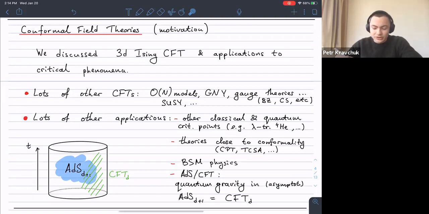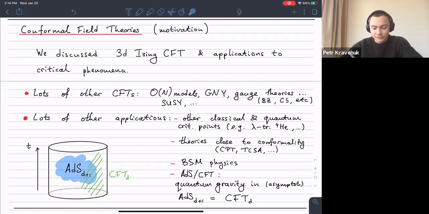They also appear in some models of beyond standard model physics, and last but not least, in the AdS/CFT correspondence, which says that quantum gravity in asymptotically anti-de Sitter space in D+1 dimensions is exactly dual to a D-dimensional CFT on the boundary of this space. So there are a lot of various interesting applications of CFTs, various interesting scenarios in which CFTs appear.